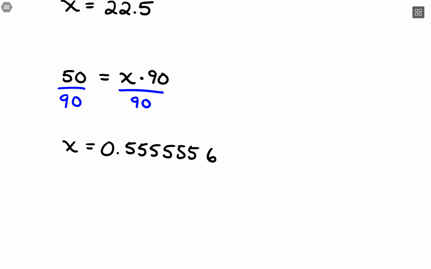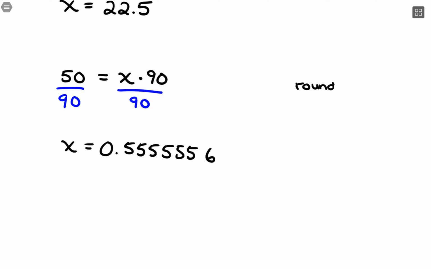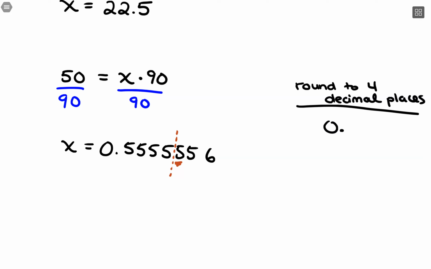Now, we can do some different things here. Typically if they don't say what to do, and especially if you're working in MyOpenMath, I typically like to round to 4 decimal places. It gives a lot of accuracy, especially if I'm working with percentages. I like to round to 4 decimal places for my decimal form. So right there, I would cut off, and then notice that we would round up. So rounded to 4 decimal places there would be 0.5556.